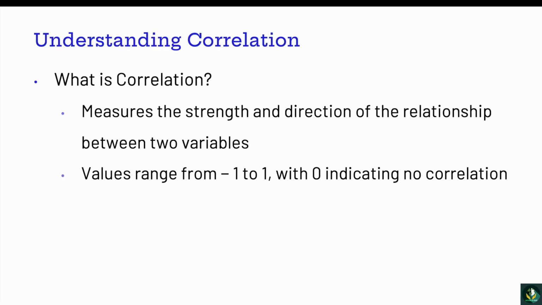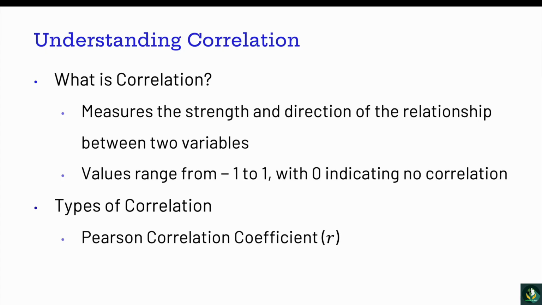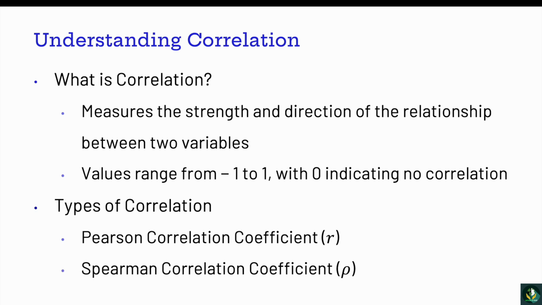Now, the different types of correlations include the Pearson correlation coefficient, represented by R, which measures linear relationships. It assumes data is normally distributed and relationships are linear. Then we have the Spearman correlation coefficient, rho. It measures monotonic relationships and is based on rank orders of data. And it is useful for non-linear relationships. Let's look at an example of this in Python.